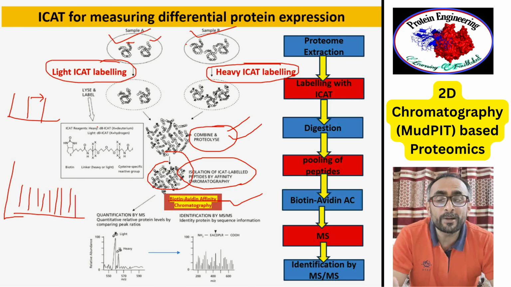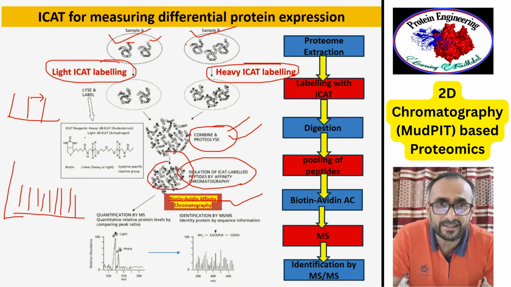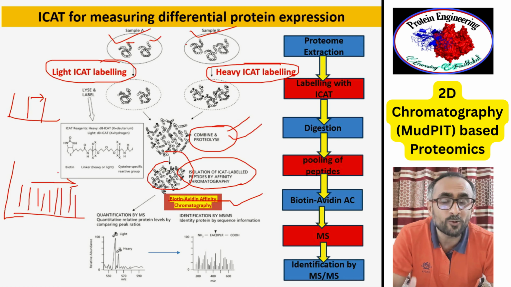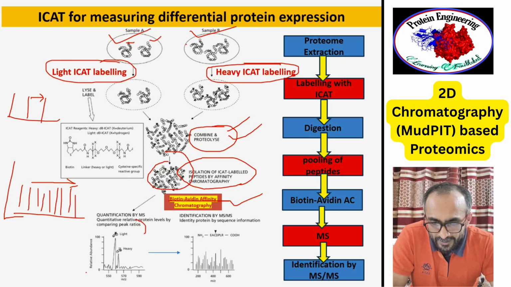Remember, sample A peptide was tagged with light ICAT reagent, sample B protein were tagged with heavy ICAT reagent. So the same peptide coming from sample A and sample B will have a mass difference of 8 Dalton only. So from the complex mass spectra, of two peaks which have a mass difference of 8 Dalton, the lower mass peak would be coming from sample A, the higher mass would be coming from sample B. That's how from this complex MS spectra you can locate which are the peaks coming from sample A and sample B.